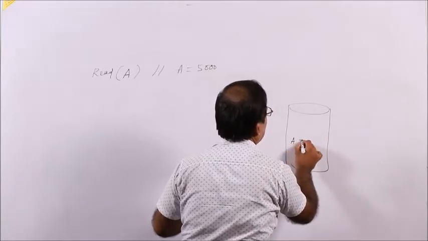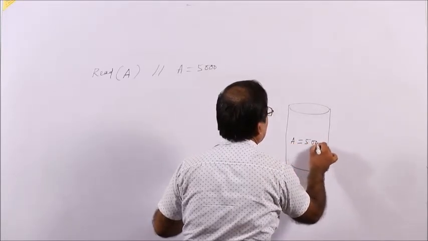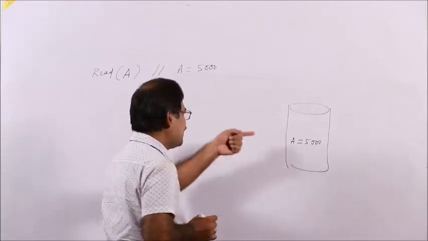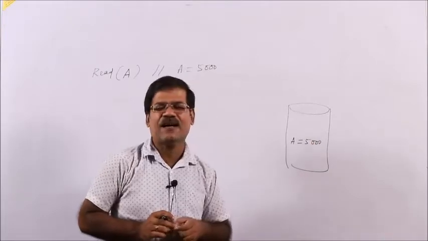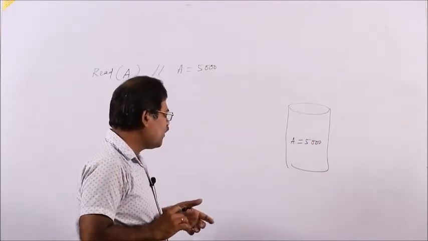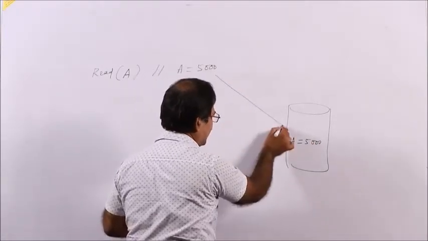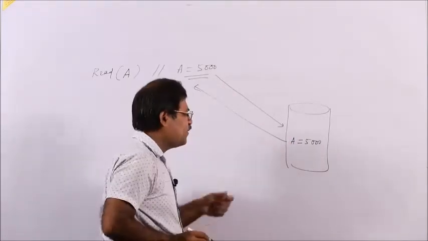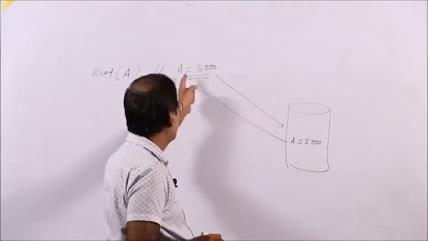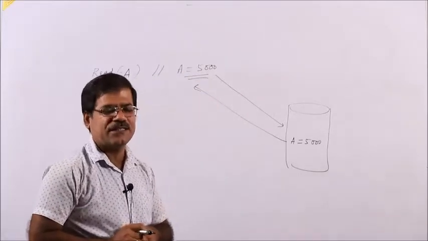Suppose A is an account, and the account value is 5000 here. Suppose I am a client and I want to withdraw 2000 rupees from this account A. So before withdrawing, first the account will be read to see what the amount is. So the value will be fetched from the server, that is, the account value is 5000 rupees.